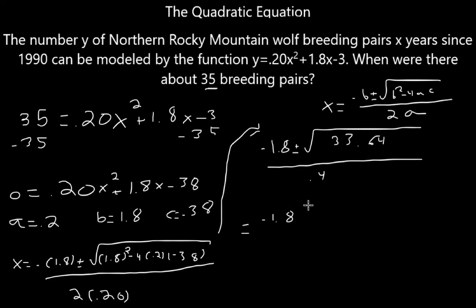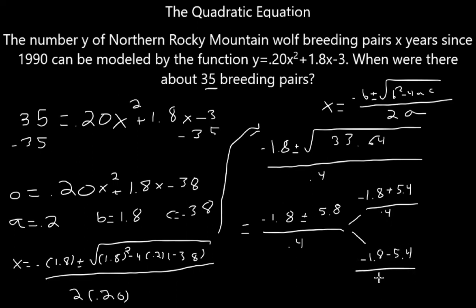You're going to find that we can approximate this value on our calculator as plus or minus 5.8. It's approximately what this is when you put it into your calculator. So we're estimating here. The denominator is 0.4, and this gives us two answers. One is negative 1.8 plus 5.8, divided by 0.4, and the other is negative 1.8 minus 5.8 divided by 0.4. This one will equal 10, and this one will equal negative 19.